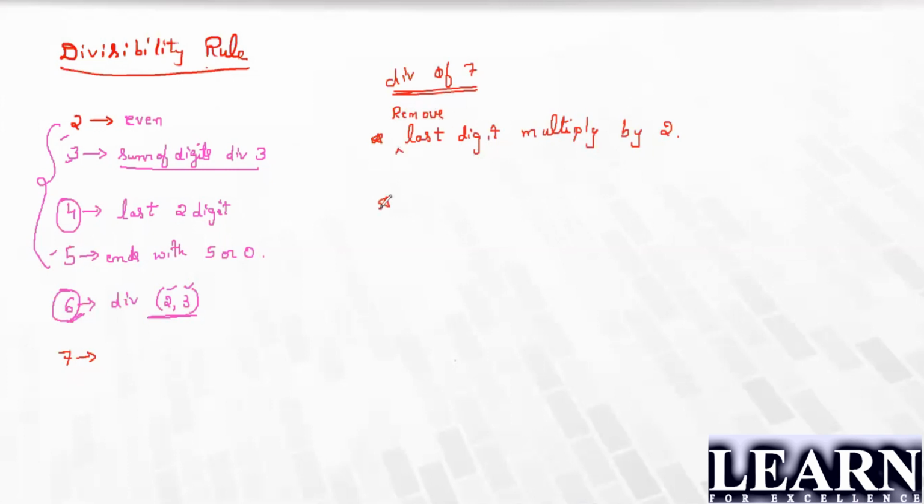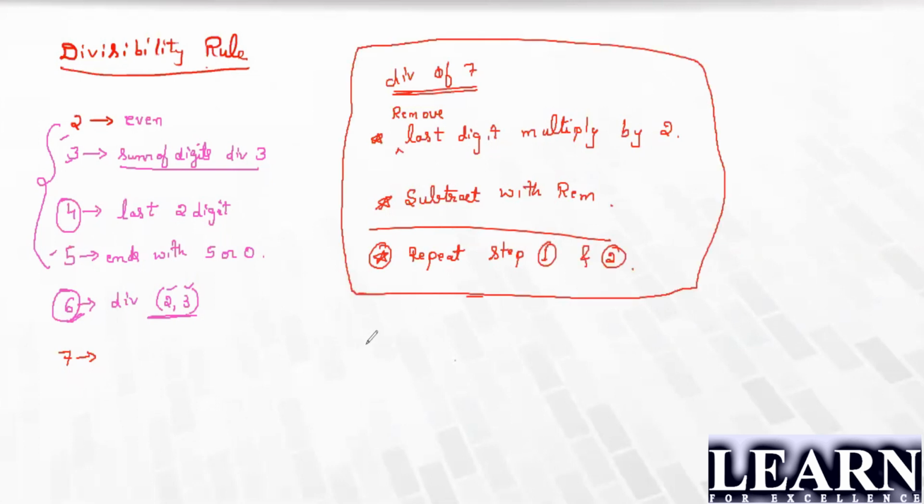The next step is subtract with the remaining. I can say the third step is repeat steps 1 and 2. Yes, I'll take any number here. 3563. Now we have to check whether the number is divisible by 7 or not.